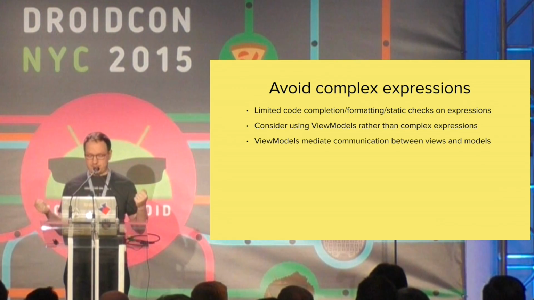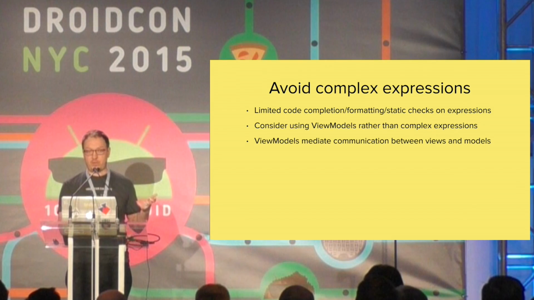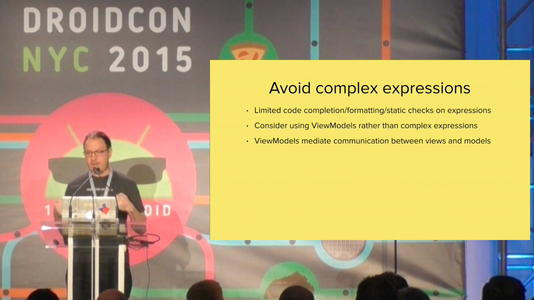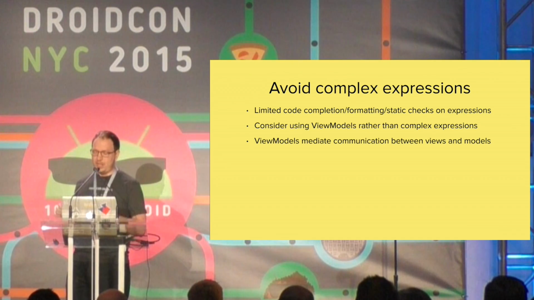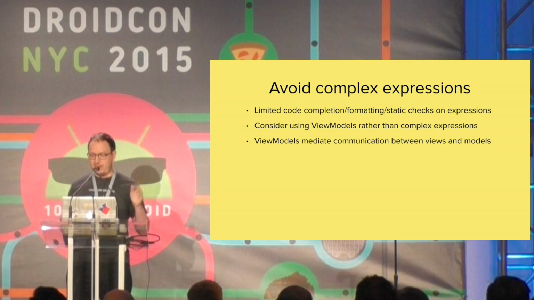A view model is basically just something that adapts your data model to the way that it should be presented on the screen. There's a lot of theory behind the MVVM architecture. I'm not going to get too much into that, but basically I'm just going to say don't use complex expressions. Instead, use an object that represents a view model and then map the data that way.